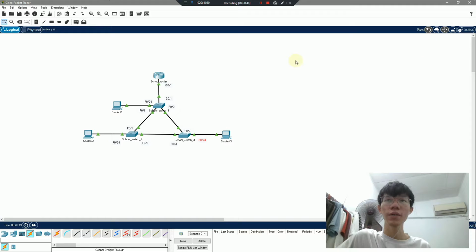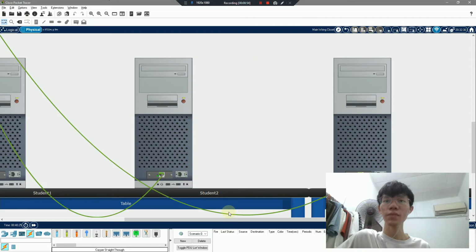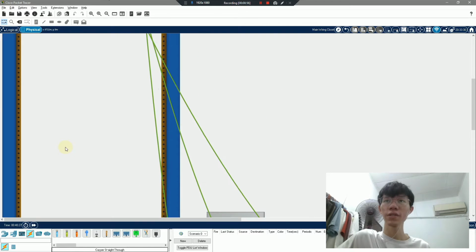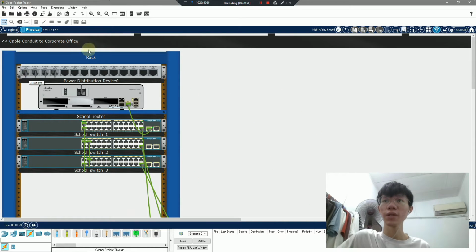The next is the physical diagram. So this is the physical diagram. We have the power supply, the Cisco router, and the 3 switches.